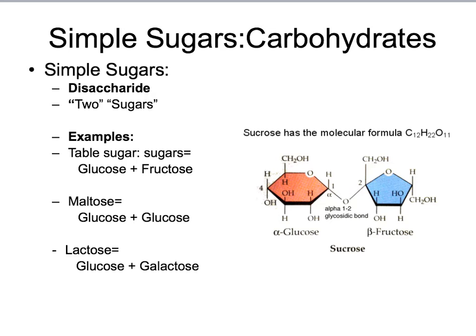Another example of simple sugars is going to be a disaccharide, which di means 2, saccharide is sugar. Examples would be table sugar, glucose plus fructose, or maltose, which is glucose plus glucose, or lactose, which is glucose plus galactose. And here's an example of a sucrose sugar over here.